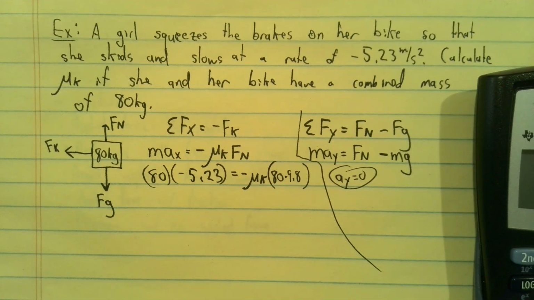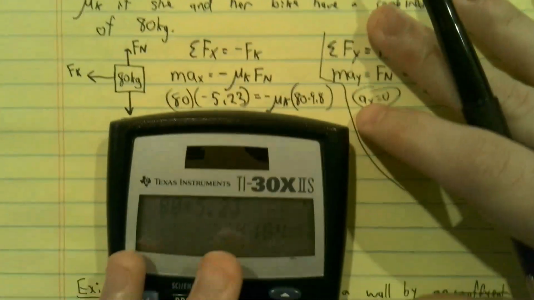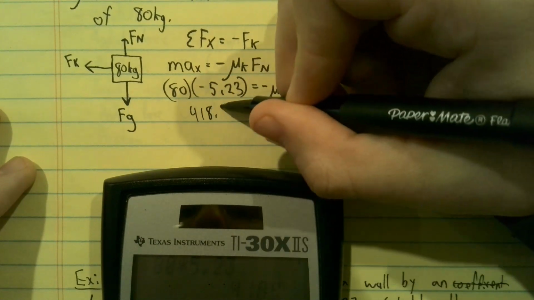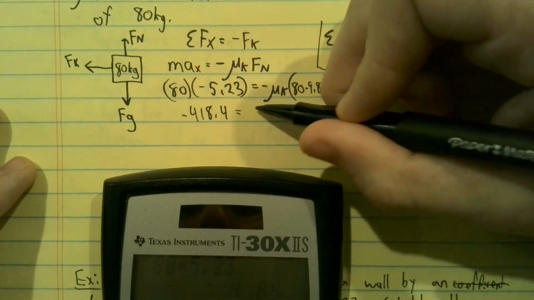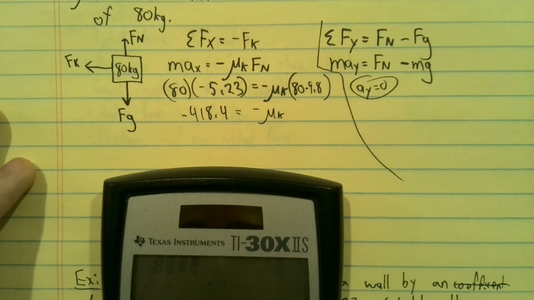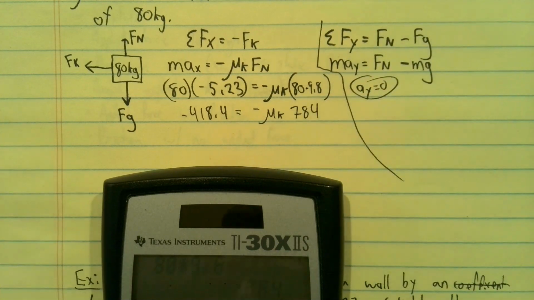80 times 5.23. You know what? I'm going to save myself some time here. Add, just kidding. Why do I keep lying? Okay. Let's do that again. 80 times 5.23. Always check your work. 80 times 9.8. 784. All right.